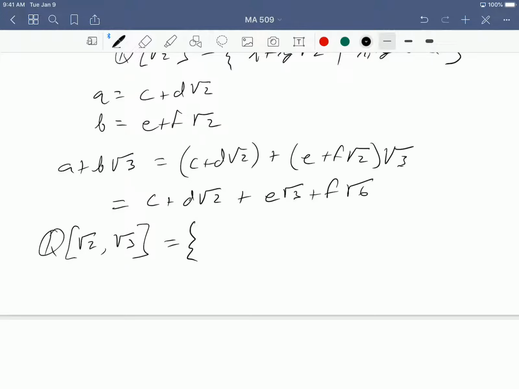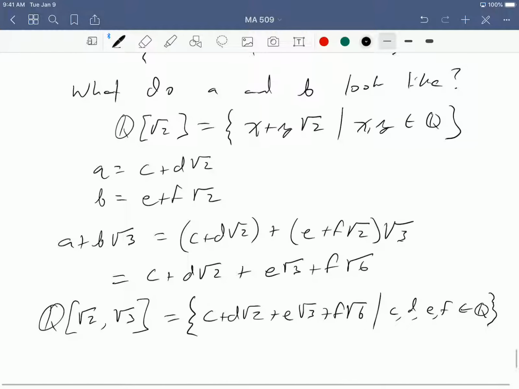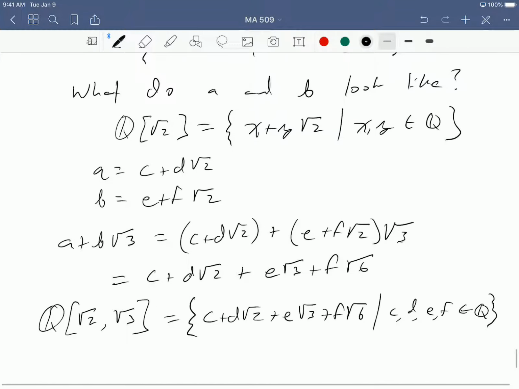It's all numbers of the form c plus d root 2 plus e root 3 plus f root 6, where c and d and e and f, remember where those came from? They were from this Q adjoin root 2. They were all coefficients in Q. Okay, so you'll play around some more with things like this in the quizzes, and we'll keep thinking a little bit about this simplifying process and better ways to think about it.